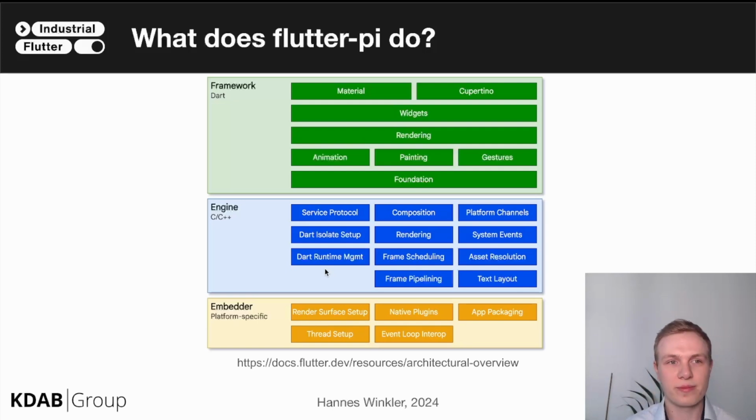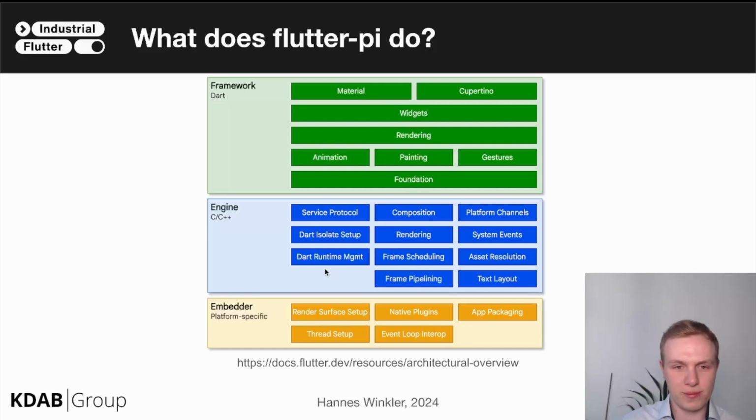The embedder also has other jobs, like providing the engine with touch, mouse, and keyboard input. It sets up locales, accessibility, and some other native integration happens in the embedder. Like if you want to trigger a vibration, haptic feedback, then that would happen in the embedder as well.